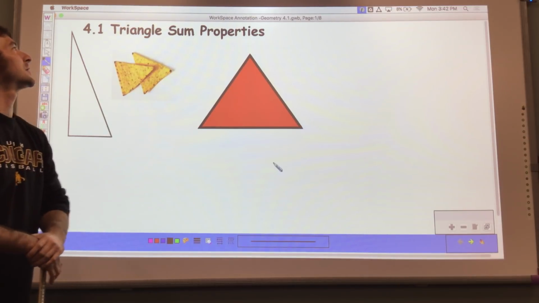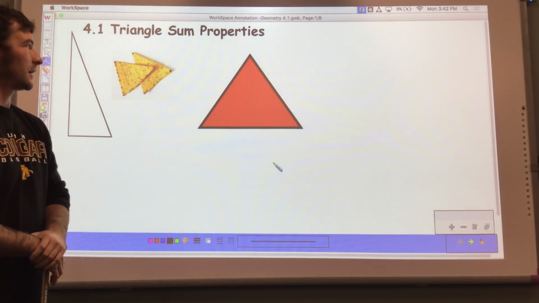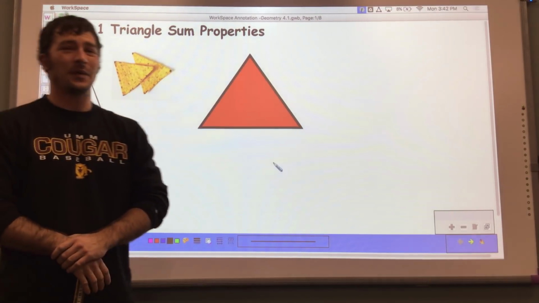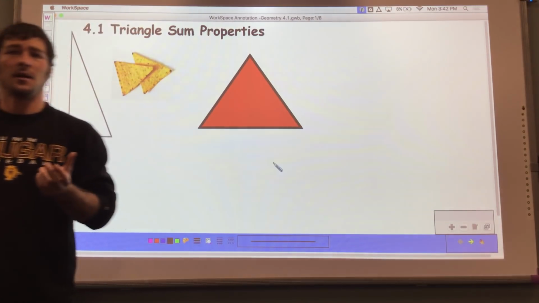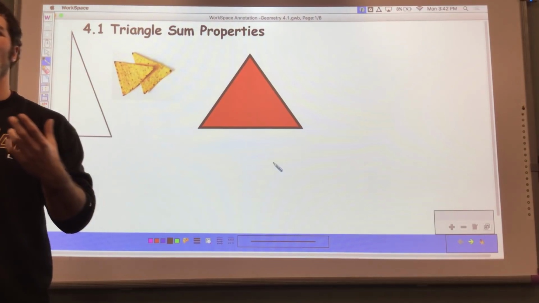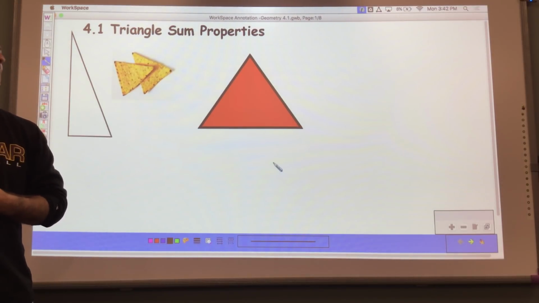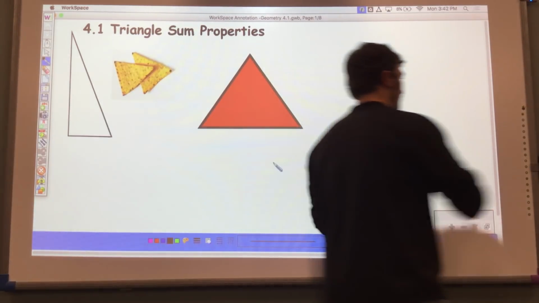And when we talk about sum, we're going to be talking about the angles that are inside of triangles. We're also going to talk about the basics of triangles and the different types. For instance, we talked about polygons. We talked about being equilateral or equiangular, and you'll see some of those terms come up in here as well.